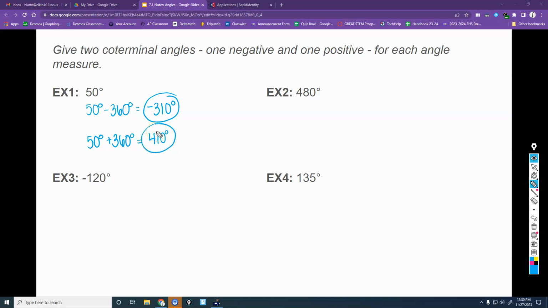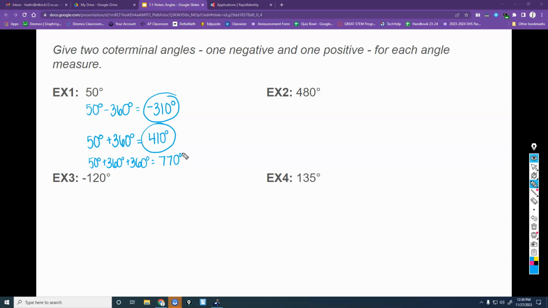So if I were to graph 50 degrees, negative 310, and 410, they would all really look the same, except my spinning around the middle would be a little bit different. The terminal side would be at the same place. Now, it is okay if you want to do 50 degrees plus 360 plus 360. So 720 plus 50 will give you 770. It is okay to do that. That is another coterminal angle for 50 degrees.